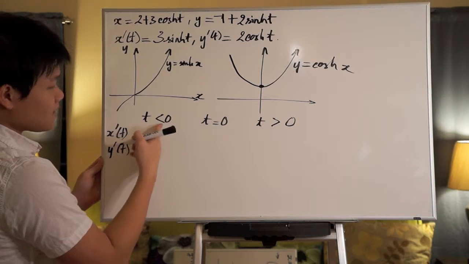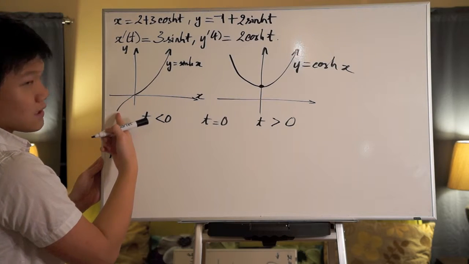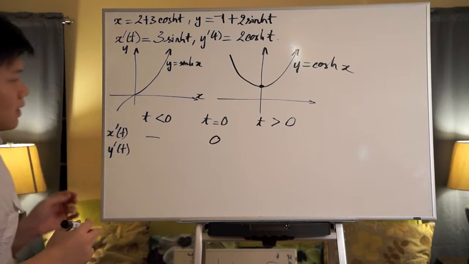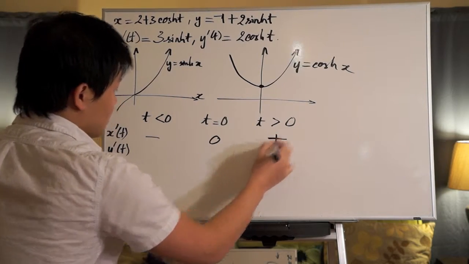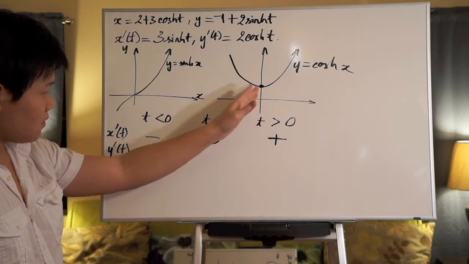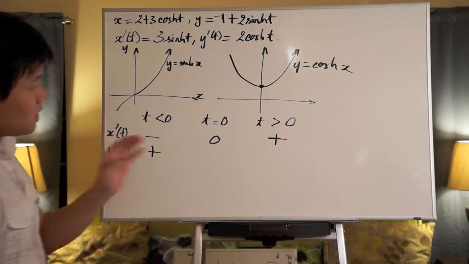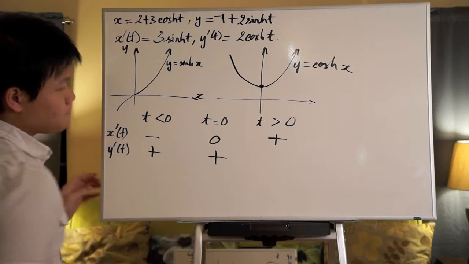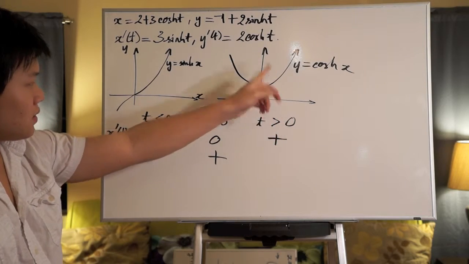We know when t is less than 0, x prime is sinh t. Well, look at the graph. It is negative, so we'll put negative in here. When it's 0, it's 0. And when it's greater than 0, we know that it's positive. And for y prime of t, when t is negative, y prime is still positive, right? And when it's 0, y prime goes to 1, which is still positive. Y prime t is greater than 0 here, positive.